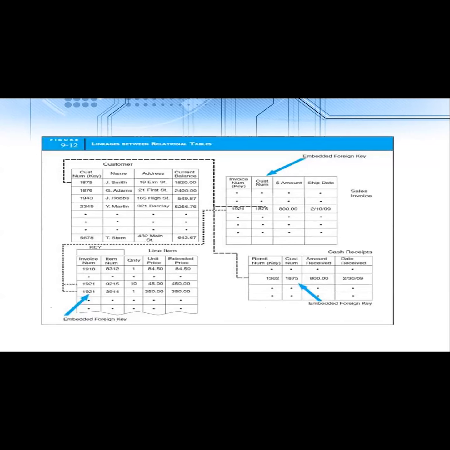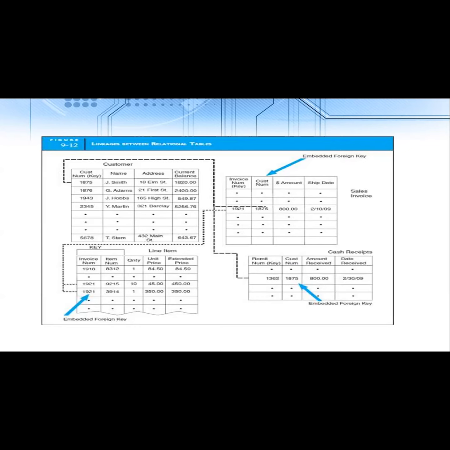Linkages between relational tables. Logically related tables need to be physically connected to achieve the association described in the data model. This is accomplished by using foreign keys, as illustrated in this figure. In this example, the foreign keys are embedded in the related table. For instance, the primary key of the customer table, or the customer number, is embedded as a foreign key in both the sales invoice and cash receipt tables.